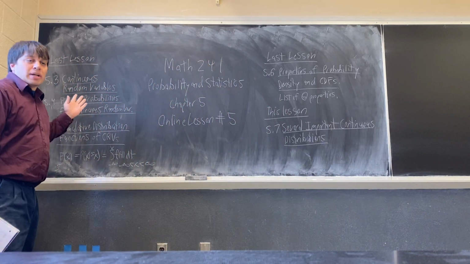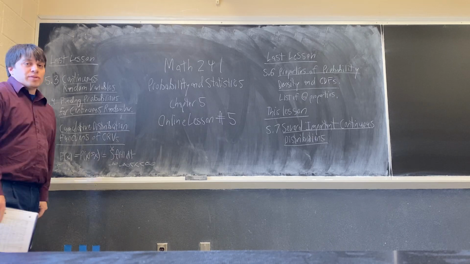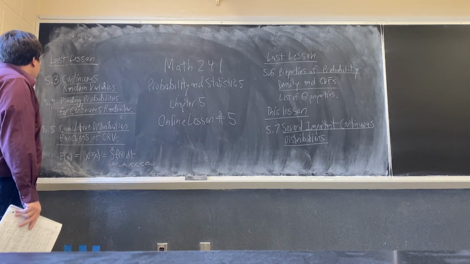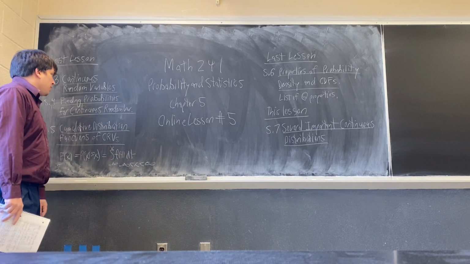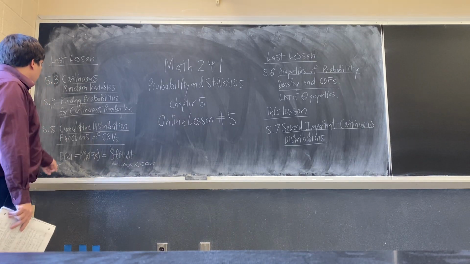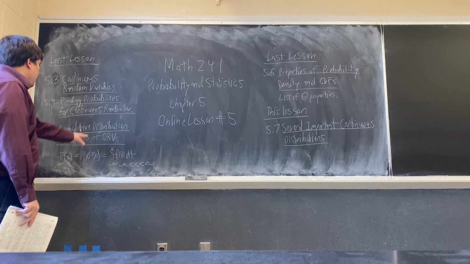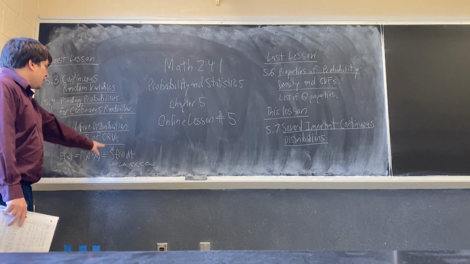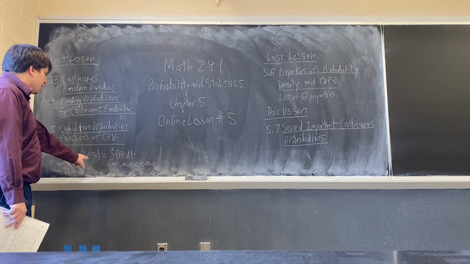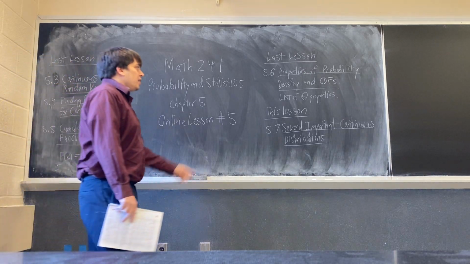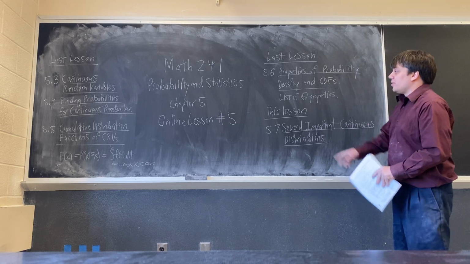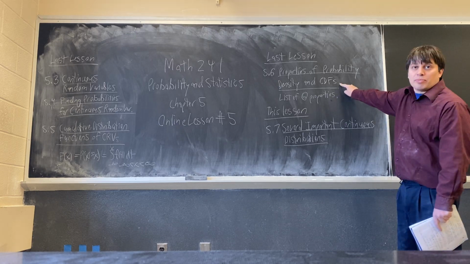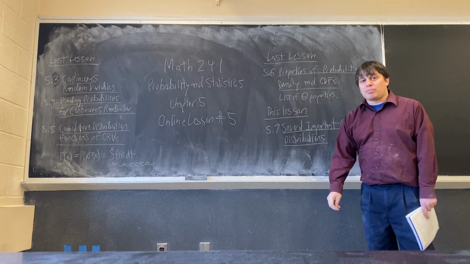So last lesson we talked about 5.3, which was on continuous random variables. We defined what a continuous random variable is. We found probabilities for a continuous random variable. In 5.5, we talked about the cumulative distribution function, which is abbreviated CDF, for a continuous random variable. And then also in 5.6, we talked about 6 properties of probability density functions and cumulative distribution functions. So it was a list of 6 properties there.